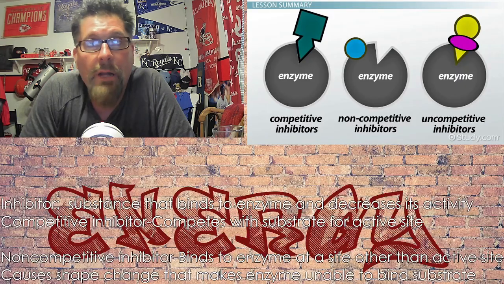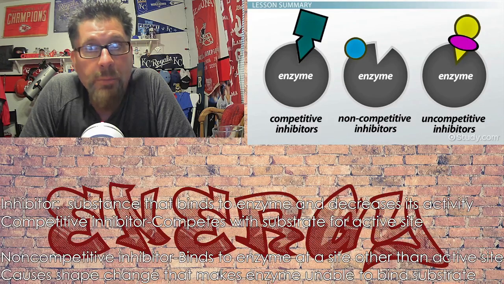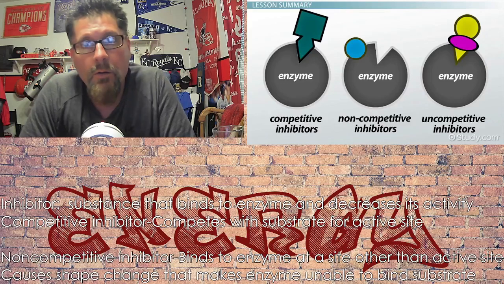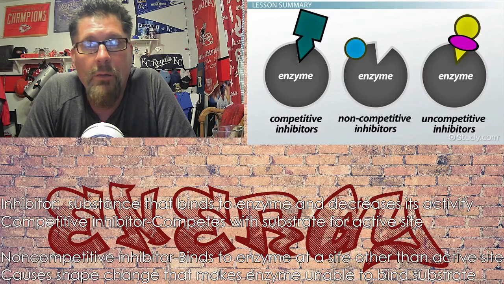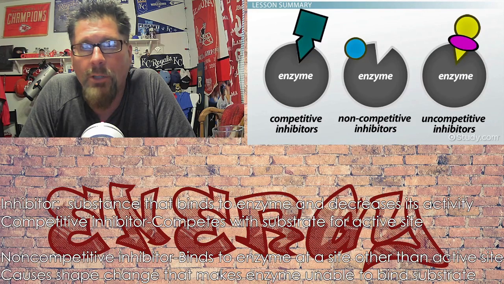Now when we're talking about things that affect the rate of reaction, for the most part, we're going to be talking about things that just stop the reaction from occurring. And you may be thinking, well, why would you want to stop the reaction from occurring? But what you want to remember is that these pathways are designed to make a particular product.